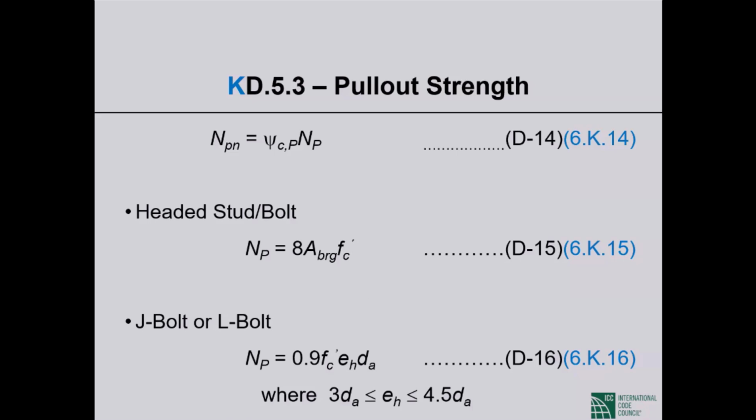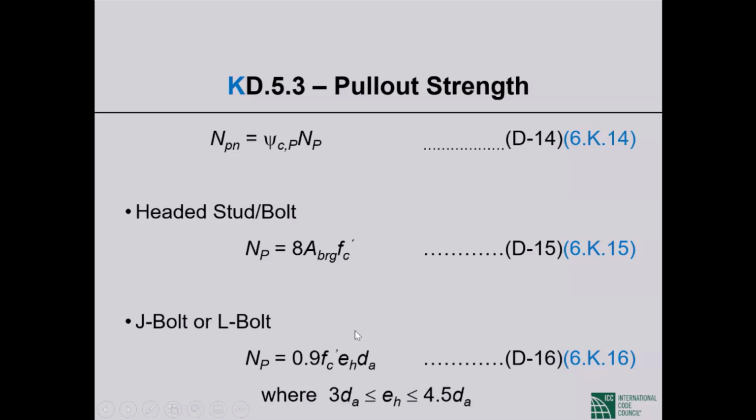I want you to ponder this. So far everything was square root of f sub c prime because we were talking about tension. Here this is compression, 8 times f sub c prime. So the anchor head is bearing on the concrete, and it will take that much force to have the anchor pull out of the concrete: 8 times f sub c prime times the bearing area.